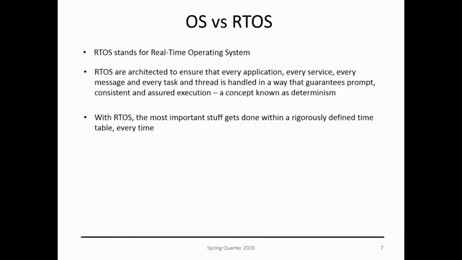There is a difference between an OS and an RTOS. RTOS stands for real-time operating system, and RTOSs are architected to ensure that every application, every service, every message, and every task and thread is handled in a way that guarantees prompt, consistent, and assured execution, a concept known as deterministic. With an RTOS, the most important stuff gets done within a rigorously defined timetable every single time.